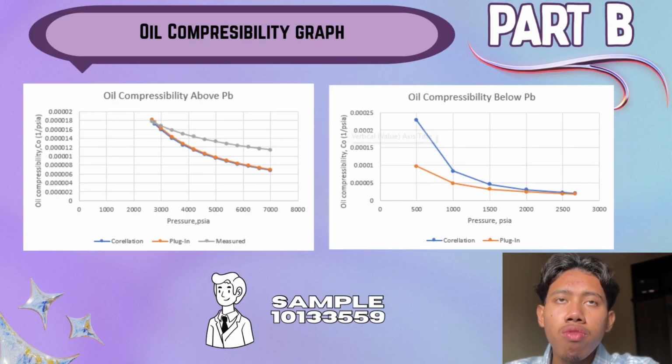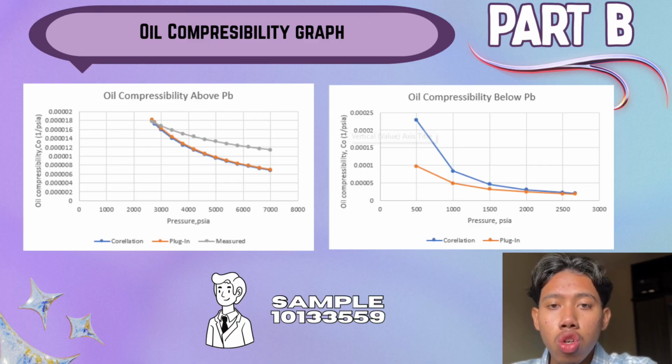Now we will move on to the oil compressibility graph for above bubble point and below bubble point for the sample 101335559. We see the left side first, which is the above bubble point. As you can see, there are 3 lines: the blue one is for the correlation, the orange for the plug-in, and the grey one is for the measured data. The observation is that compressibility increases significantly as pressure decreases below bubble point.